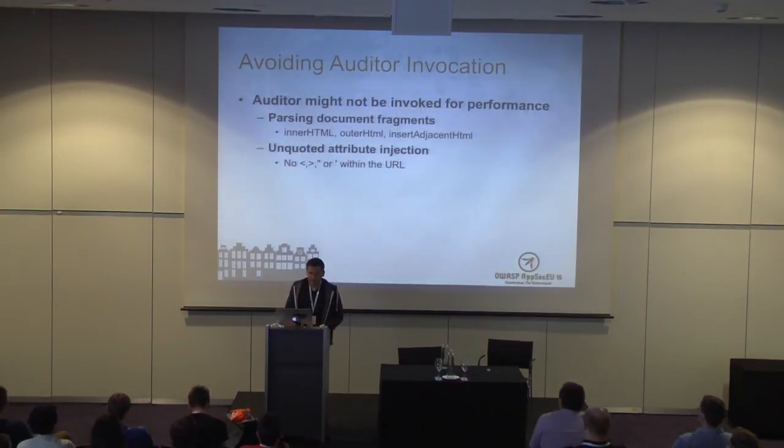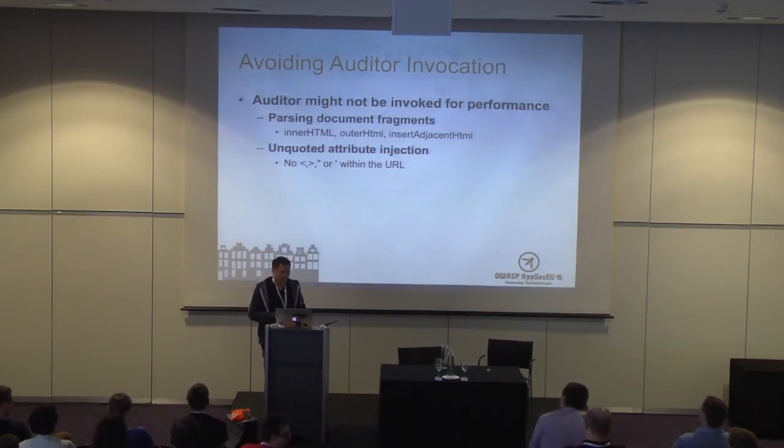The second reason why the auditor might not be invoked is performance. So we encountered a lot of situations where protection capabilities were switched off because we found some bugs in the public bug tracker where they just said, oh, we deactivated this, this caused performance issues. For example, one thing that caused big performance issues is parsing of document fragments. So whenever you invoke things like innerHTML, outerHTML, insertAdjacentHTML, they had a lot of performance regressions, so they switched off the auditor for these APIs.